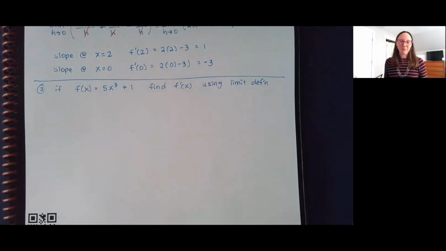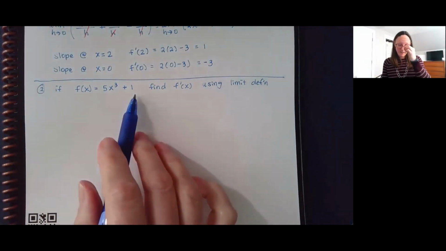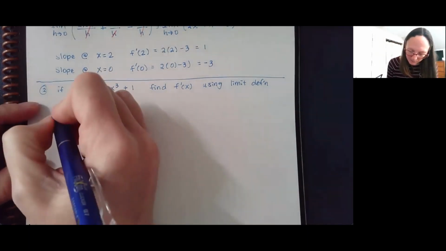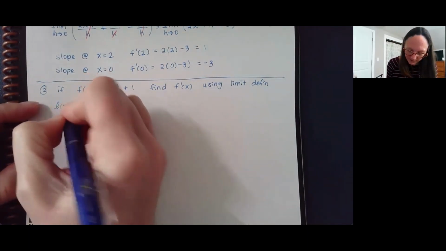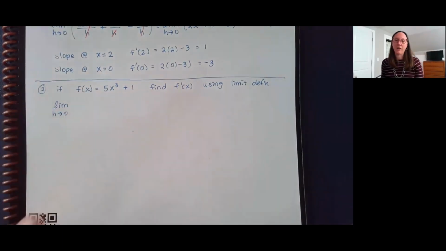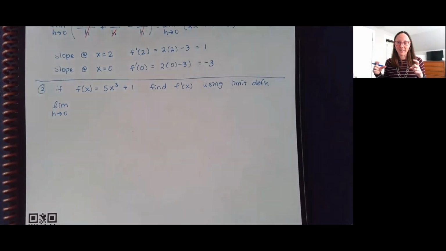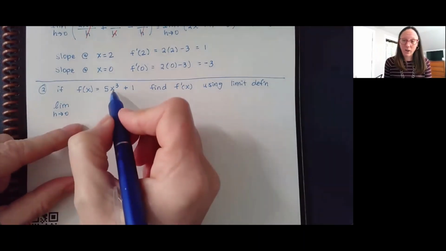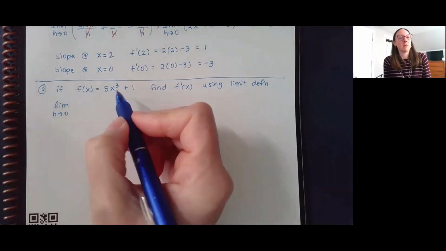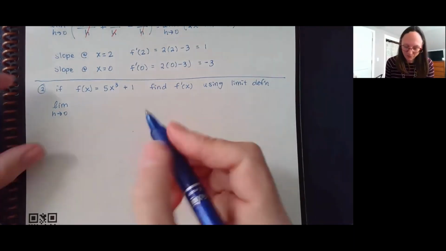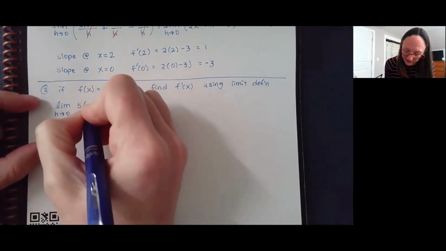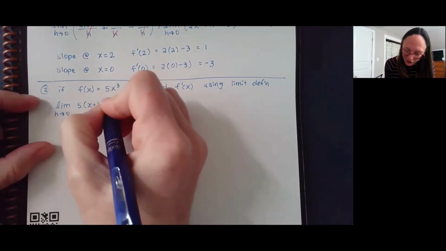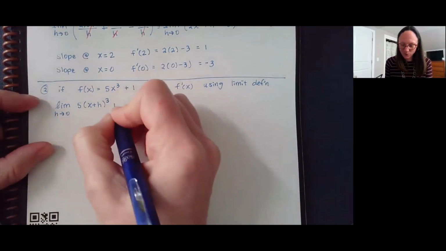So if I'm going to use the limit definition to find f prime of x, that means I'm looking for the limit as h approaches 0 of f of x plus h minus f of x all over h. I don't have a lot of space, so I'm not going to write that limit definition out. I'm just going to go ahead and apply it to the function. Well, f of x plus h says wherever there's an x, plug in instead x plus h. I'll end up with 5 times x plus h cubed plus 1.